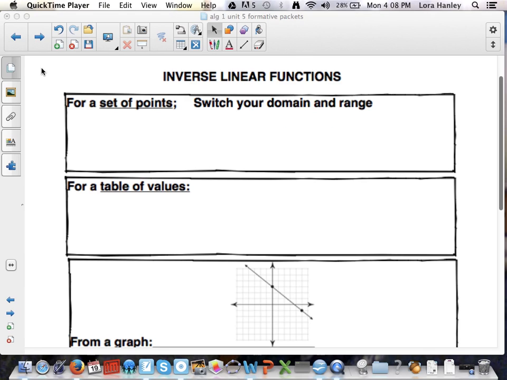Today we're going to talk about inverse linear functions, and we want to be able to find and graph the inverse of a relation and find the inverse of a function when it's given as an equation. So there's a few different ways to look at relations. Remember, we can have a point, a table, or a graph. So I'm going to start with points.